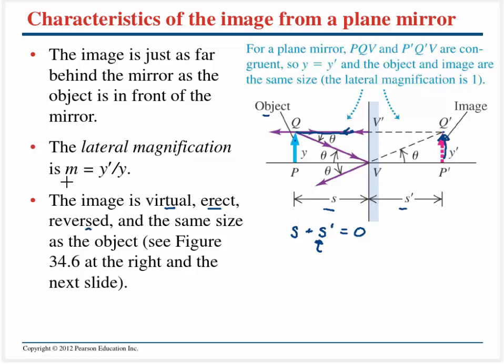Something else to talk about is lateral magnification, which is the image height divided by the object height. In the case of a plane mirror, this is simply going to be equal to 1.